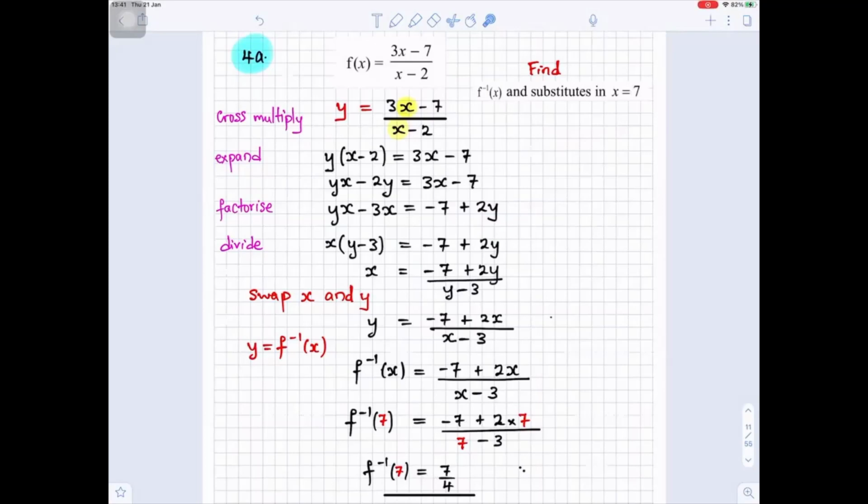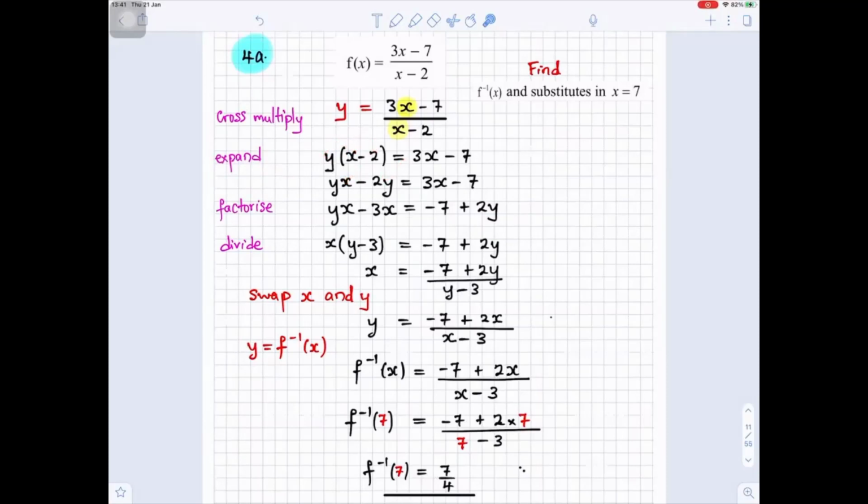So we would change f of x and call it y. So that means y equals 3x minus 7 over x minus 2. The x which I've put in yellow, we're going to make that x the subject. So to make x the subject, we'll cross multiply. It becomes y times x minus 2 is equal to 3x minus 7. Now we would expand. Y times x is yx. Y times minus 2 is minus 2y.